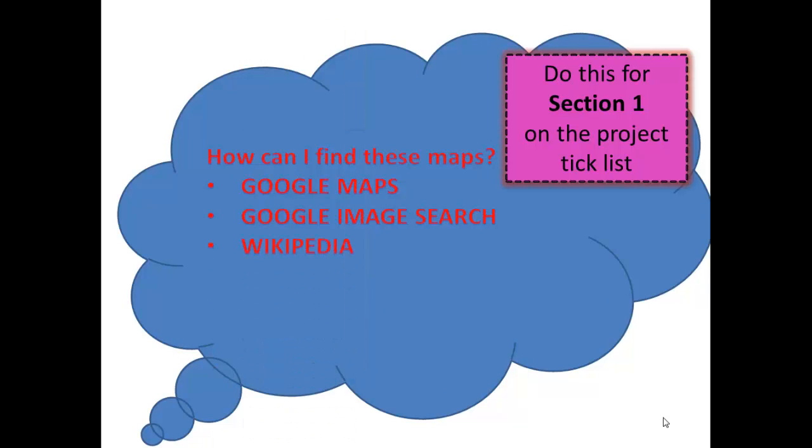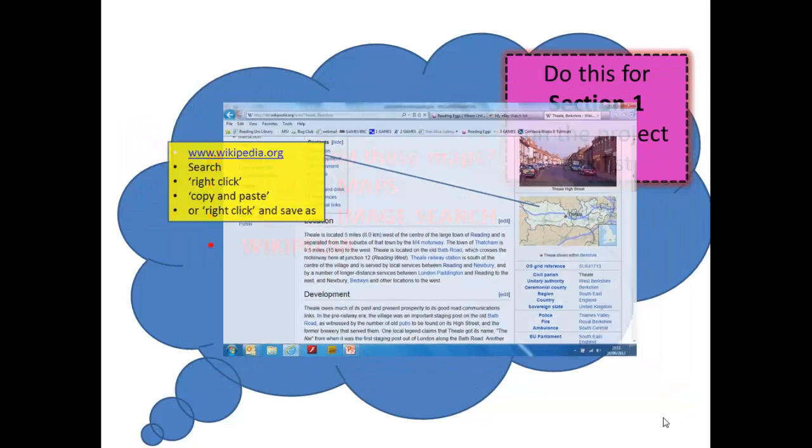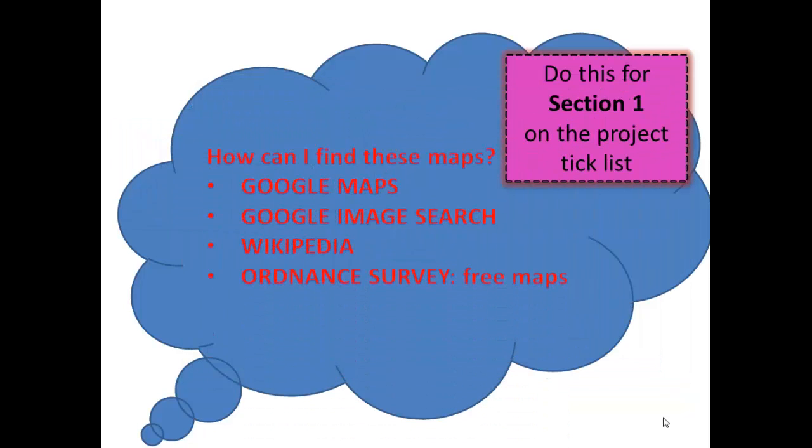The third place you could find good maps is actually on Wikipedia. So go to www.wikipedia.co.uk and in the search bar, write in the area that you'd like to search for. In this instance, I'm looking for Theale. When you find the map on the Wikipedia page, right click on it and then copy and paste, or right click and save as. Finally, you could use an Ordnance Survey map. You can ask your teacher for one of these and then you can cut it up if you'd like to.